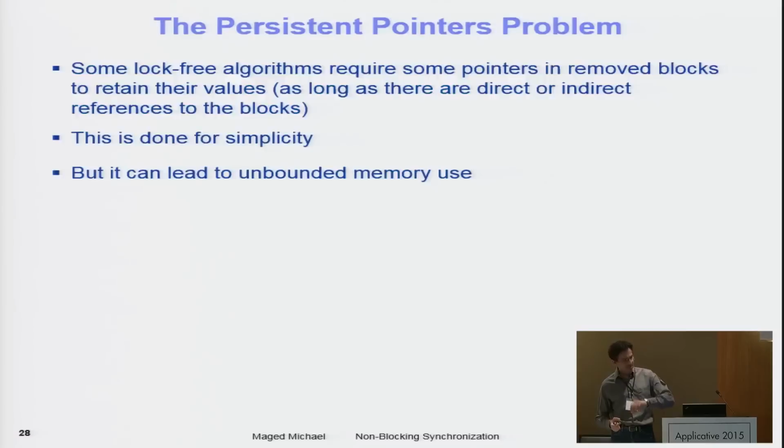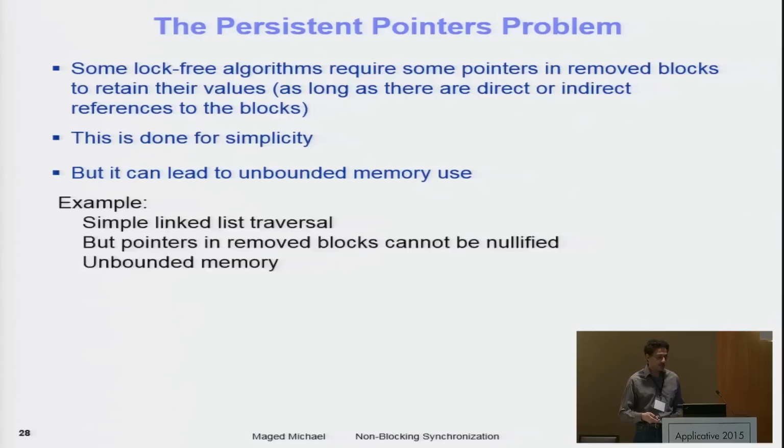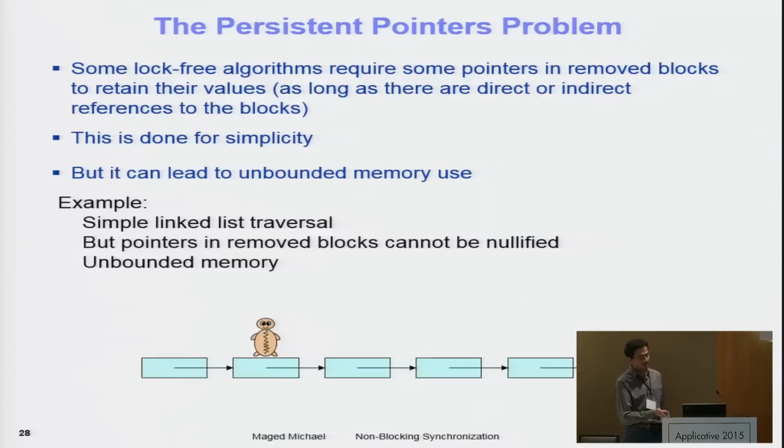Now, quickly, I'll go through this. There's a pitfall in designing non-blocking algorithms. You could say, well, for simplicity, I'll just keep some pointers valid even when the blocks are removed from the structure. This can be simple, but leads to problems. I'll give you an example with a simple linked list traversal. Basically, when someone removes a node, they are not going to nullify that pointer. They'll keep the pointer intact.